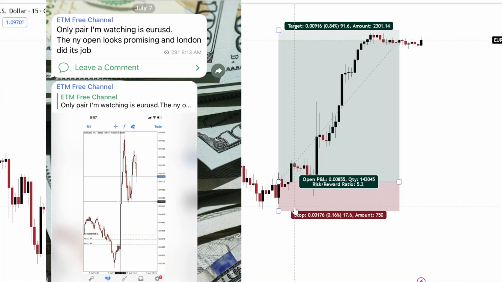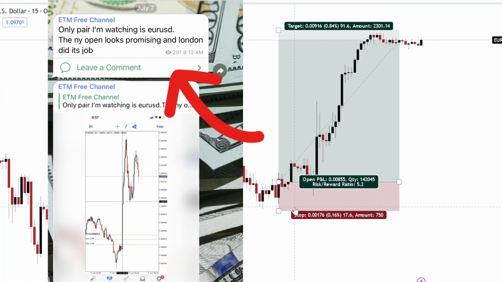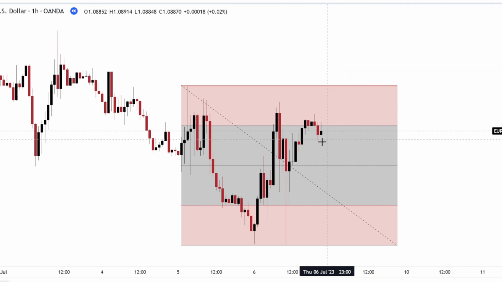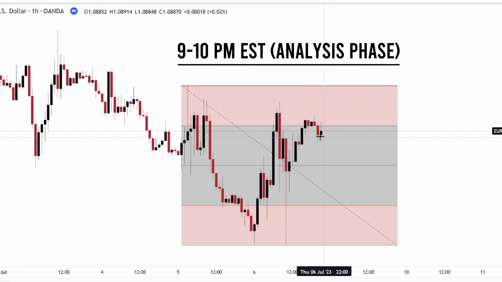On my free Telegram, I posted the only pair I'm watching is EURUSD. The NY Open looks promising, and London did its job. So let's get into this. The night prior, this is where price action was when I was analyzing. It was around 9 or 10 o'clock, and this is where price action was.